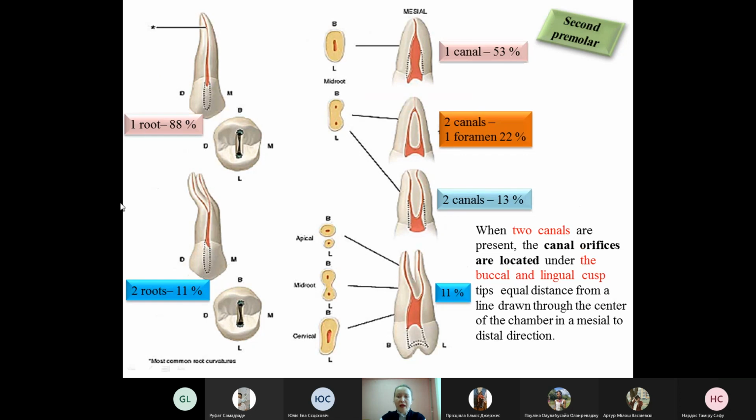Second premolar. This is the tooth that has one root in 88% of cases, and in 11% of cases it can have two roots. So if the tooth has one root, it could possibly have one root canal, two root canals with a single opening, or two root canals with two separate openings. Here you have the representations in percentages of every possible anatomy of this root.